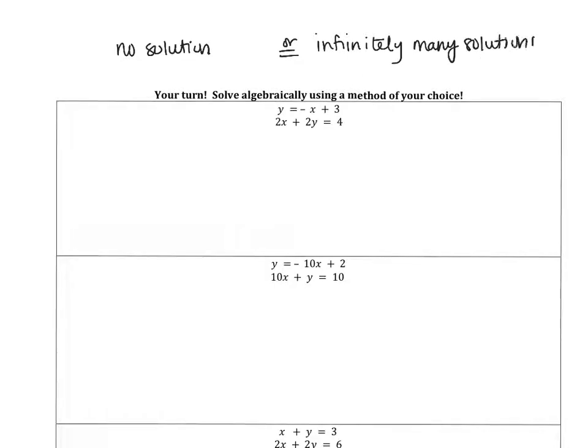And remember, no solution is when the lines are parallel, and infinitely many solutions is when you have the same line. We learned how to identify that when you have a table, when you're given a graph, or when you're just given the equation. But when you're solving like normal, you may have a system of equations that has no solution or infinitely many. Let's see what that looks like.